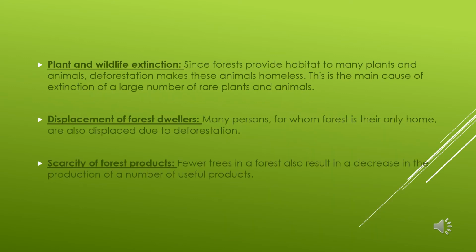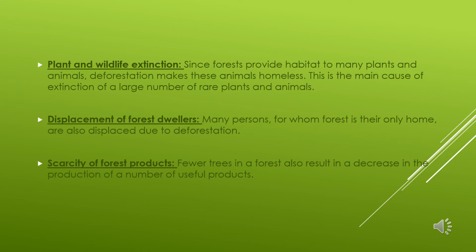6 domestic consequences are there. 3 so far we discussed. The fourth one is plant and wildlife extinction. Extinction means no more available. So since forests provide habitat to many plants and animals, deforestation makes these animals homeless. So this is the main cause for the extinction of a large number of rare plants and animals. So this point is self-explanatory.